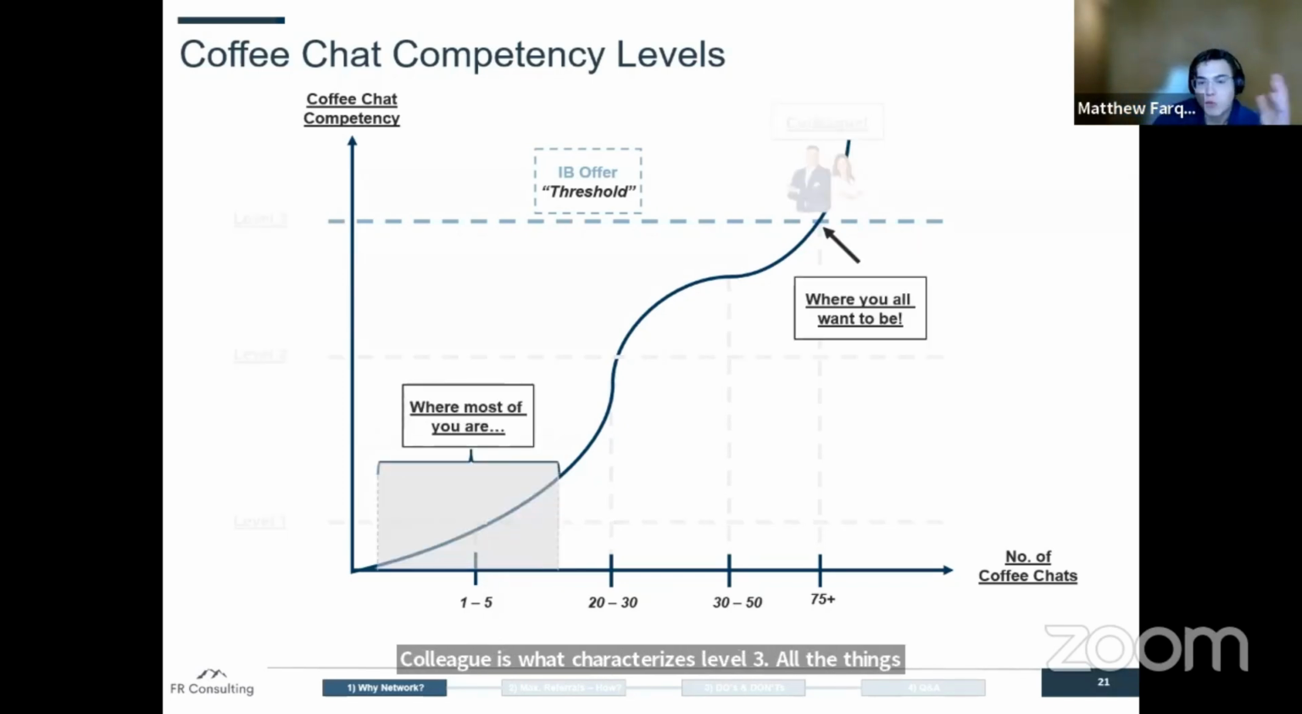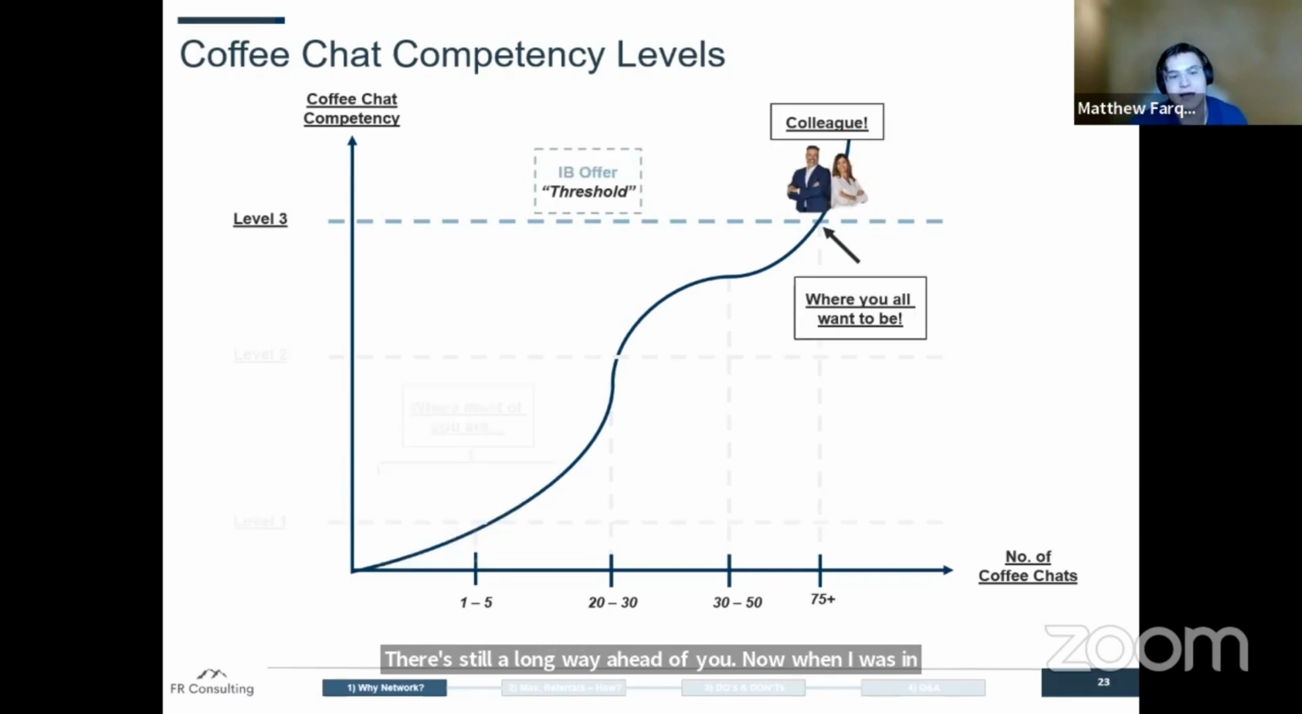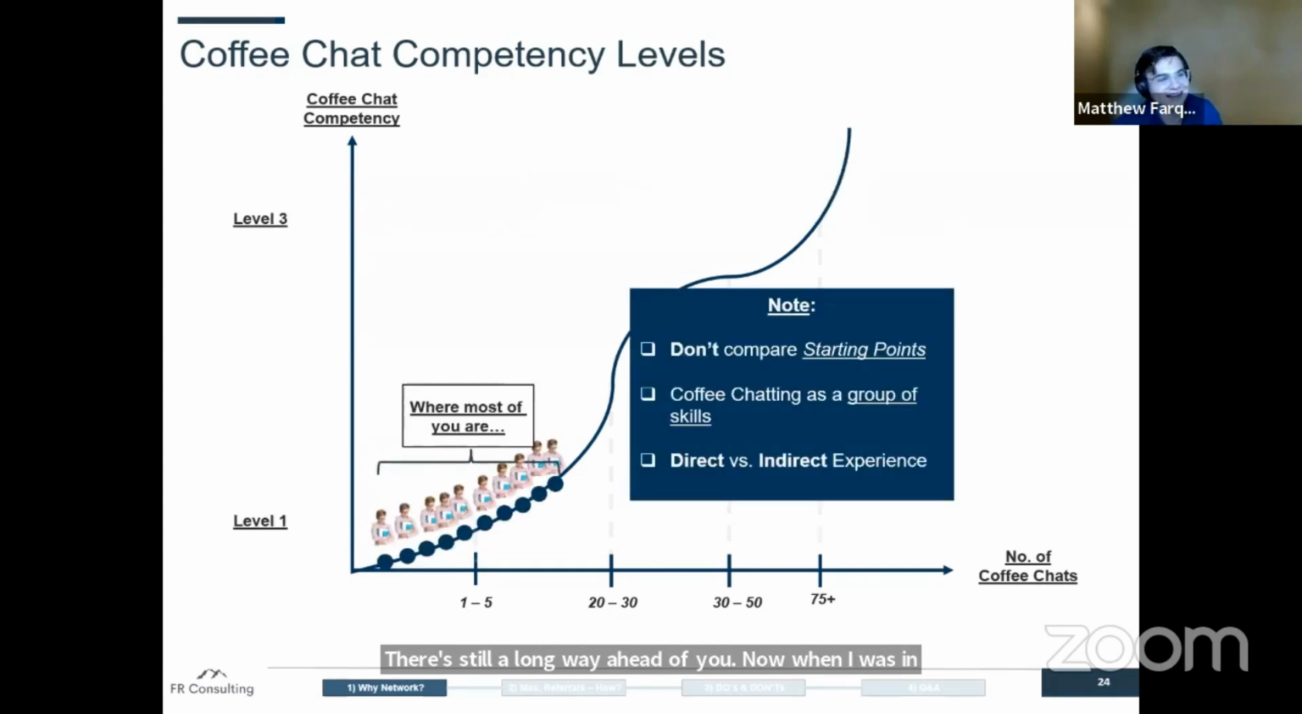And so where most of you are, whether you're right above it, on the top right or bottom left, there's still a long way ahead of you. Now, when I was in first year and when I first started networking, one of the things that I was very frustrated with, or almost embarrassed by, was the fact that other students seemed to be just getting better results.